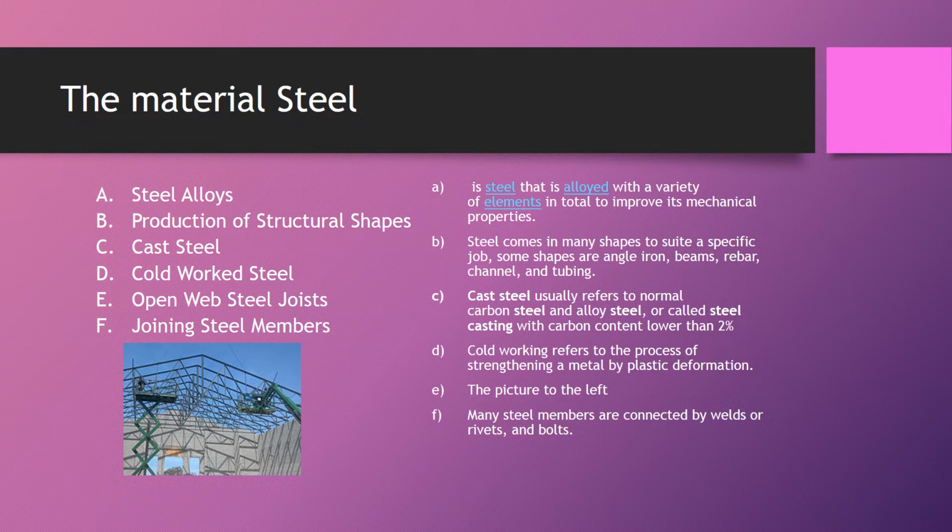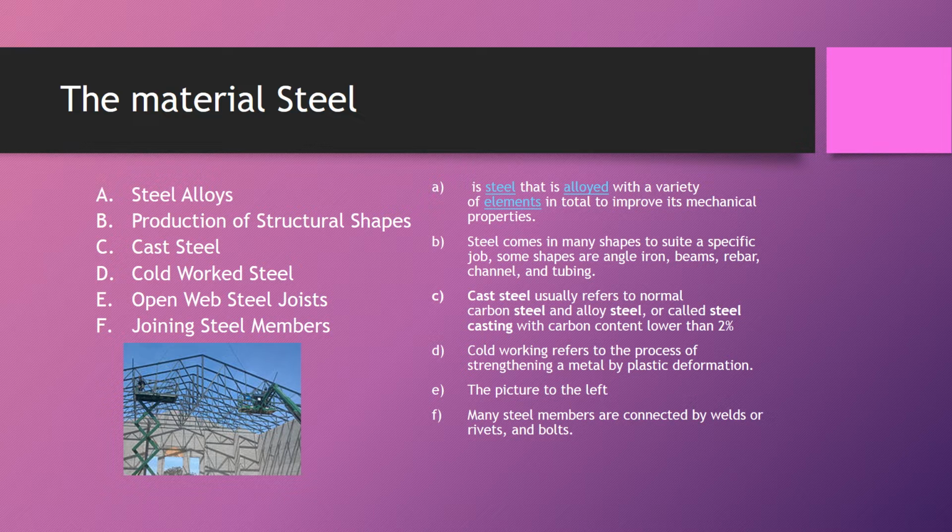Steel alloys are steel that is alloyed with a variety of elements in total to improve its mechanical properties. Production of steel structure shapes. Steel comes in many shapes to suit a specific job. Some shapes are angle iron, beams, rebar, channel, and tubing.